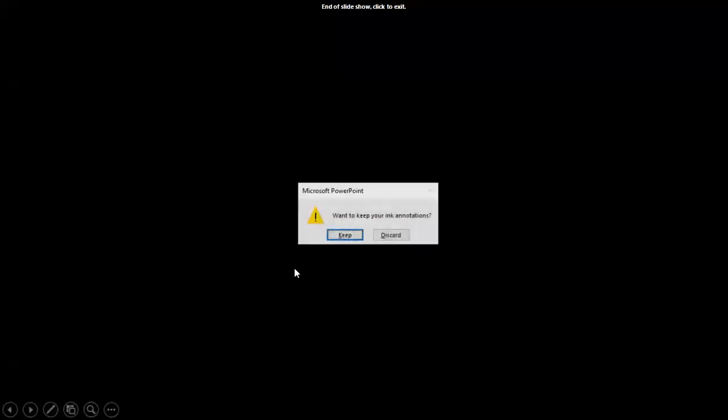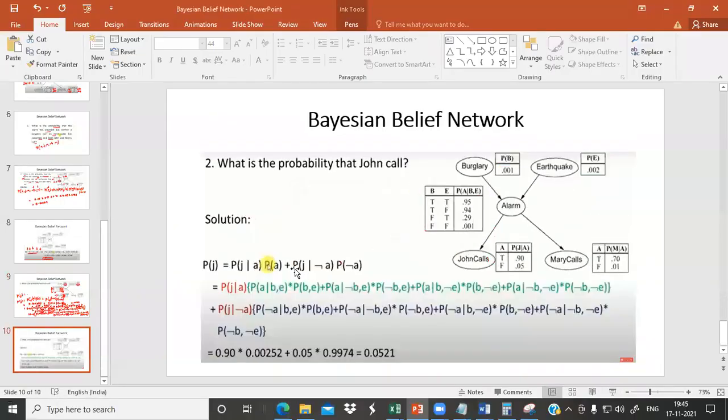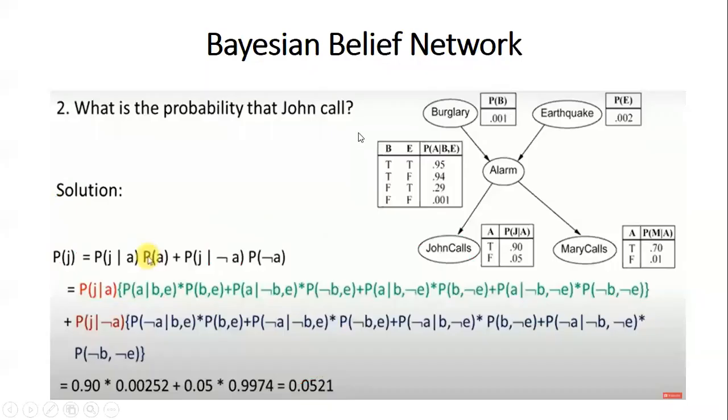So this is how a Bayesian network helps us in answering these questions. Now you can work out other things also, like what is the probability that Mary calls, what is the probability that John does not call, and so on and so forth.